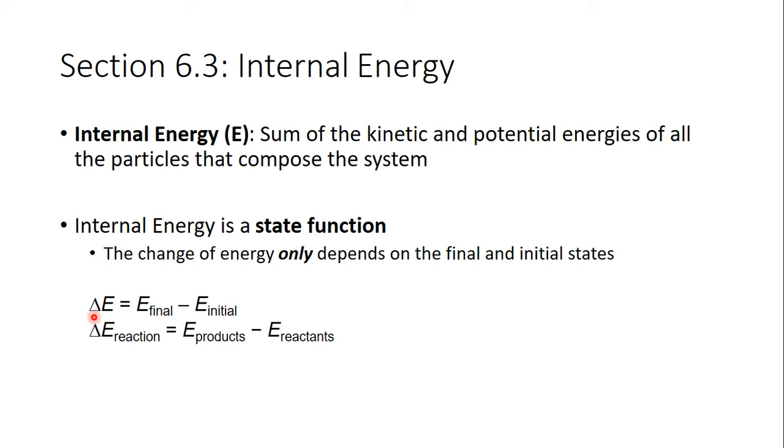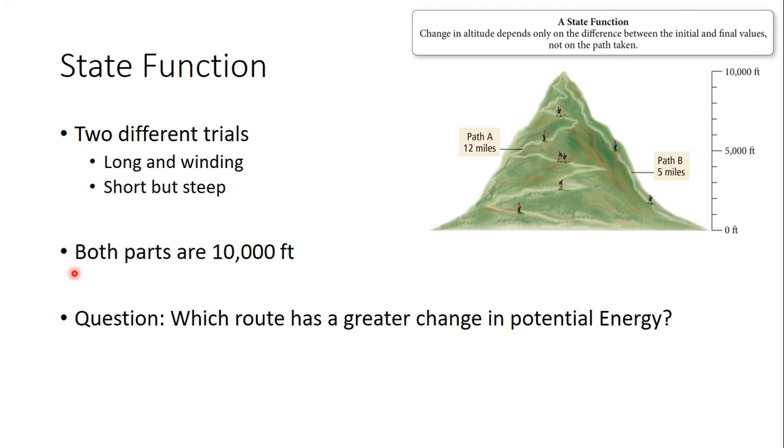So when you see this delta sign, that means change. And when we do change, it is always final minus initial. And so if we're looking at the change in energy of a reaction, its products are final states minus reactants, our initial states. Now, like I said, with state functions, the change in energy only depends on your final and your initial states. And so let's think about this example question.